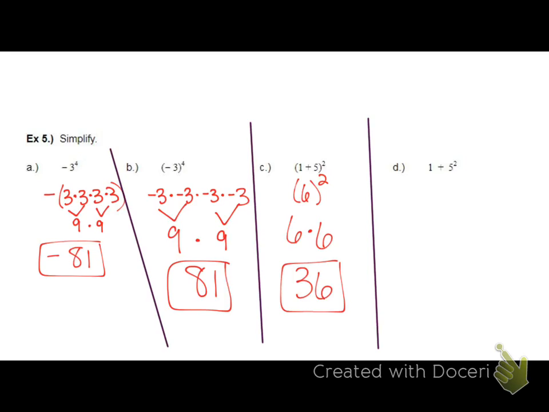On letter D, do we need to add first? No, because that's not in parentheses. 5 times 5. So we have 1 plus 5 times 5. 5 times 5 is 25. 1 plus 25 is 26. Good.